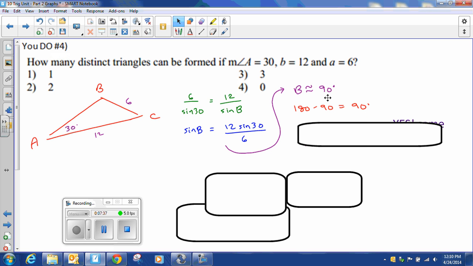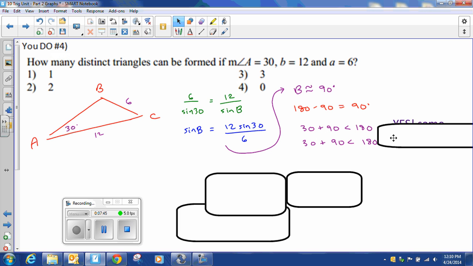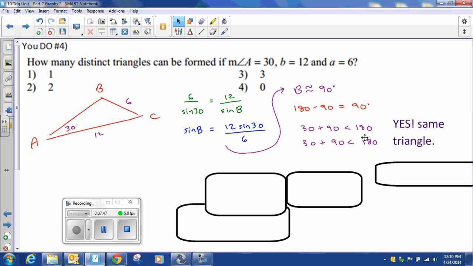So this is interesting because we end up testing out the exact same angle twice. 30 plus 90 is definitely less than 180. Don't be confused by this. Just because we did 2 tests, I'm really being redundant here. The answer is yes, only one time, but it's the same triangle. So ladies and gentlemen, only one triangle can exist here. The answer is 1.